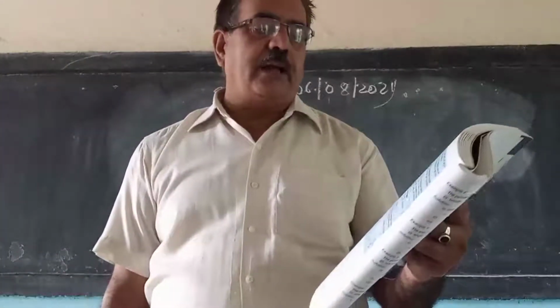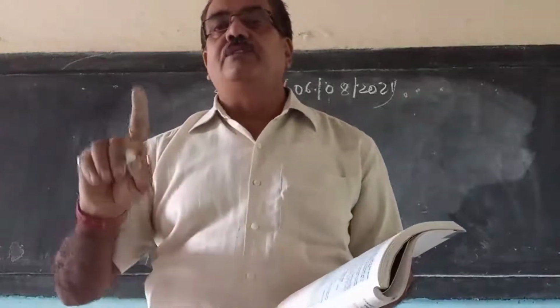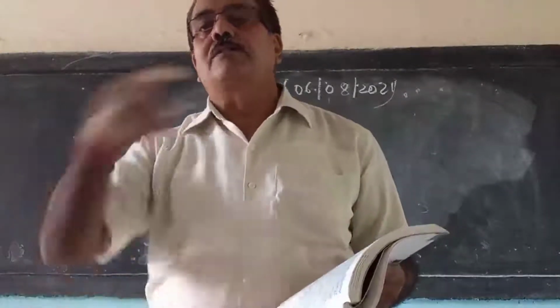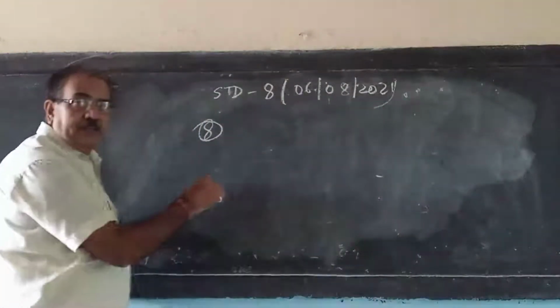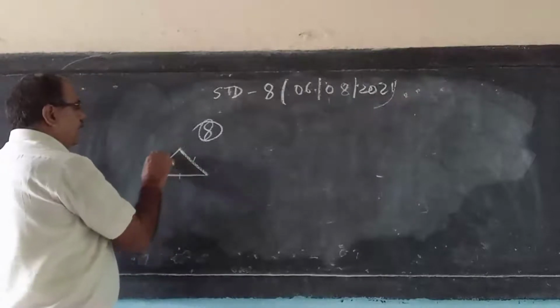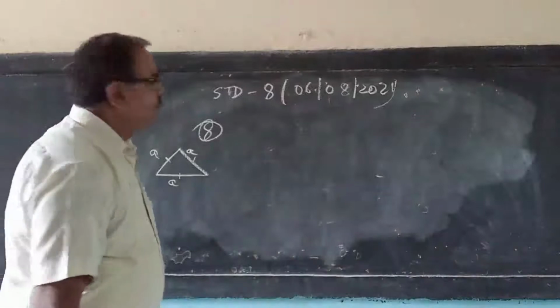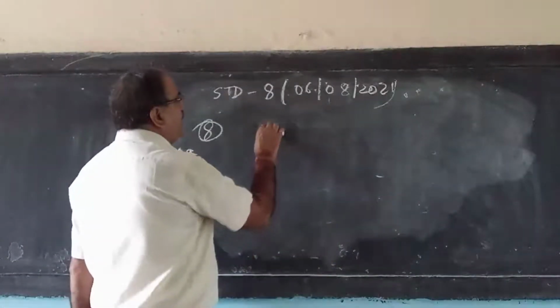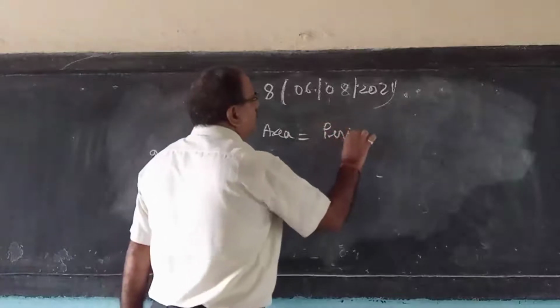So here it is given the area of an equilateral triangle. The triangle is equilateral, which means all sides are equal. So first we draw this triangle. Let this side be A, all sides equal to A. The area is given equal to the perimeter.